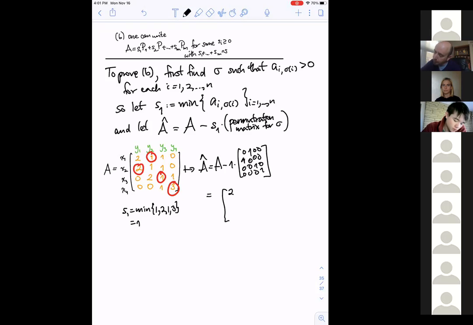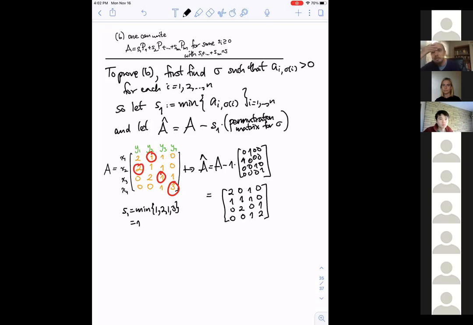It's still got a 2 here. Now it's got a 0. Here it's got a 1. Here it's got a 1, a 1, a 0, a 1, a 0, 0, 2, 0, 1, 2, 1, 0, 0.